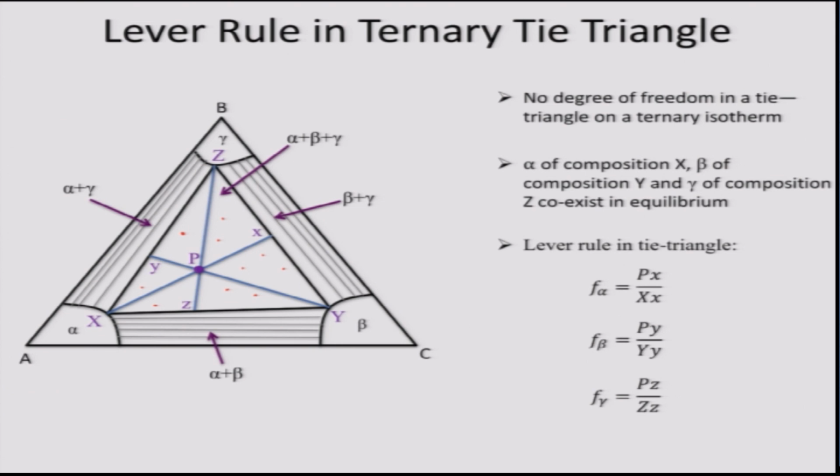Since the degree of freedom is 0, the 3 phase region on a ternary isotherm is usually a triangle. The corners of the triangle represent the equilibrium compositions of the 3 phases. The only thing that changes with alloy composition within this triangle is the phase fraction. With change in alloy composition within the triangle, the phase fractions of the 3 phases will change, but the compositions of the phases will still be constant.